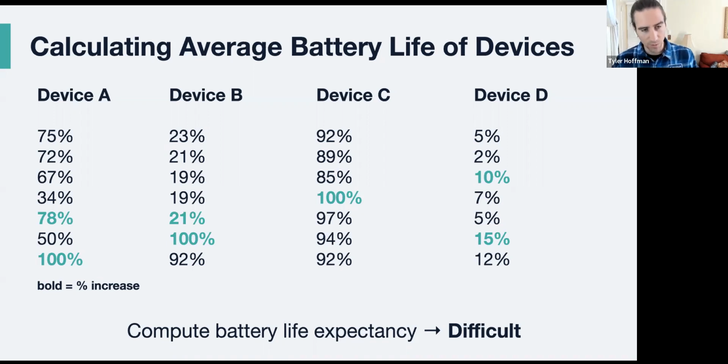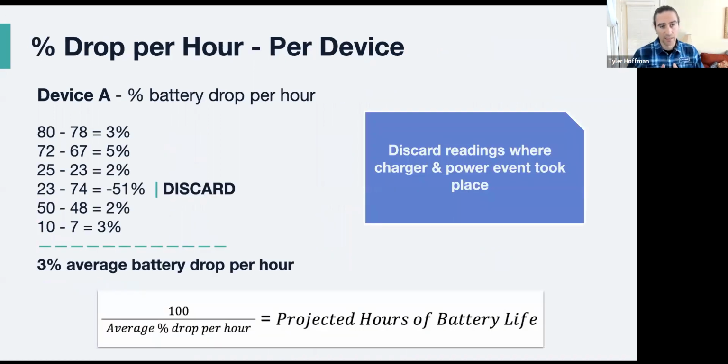My proposal, and what we used at Pebble to great success, was calculating the percentage drop per hour across all devices. Within an hour, that was our heartbeat interval, we would measure how much percentage drop there was. If it went from 80 to 78%, that's a 2% drop. 72 to 67 is a 5% drop.